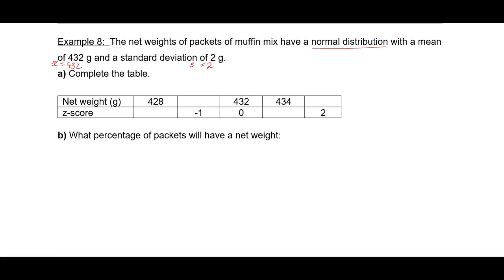So a z-score of -1. I don't really want to do my working here. We're just going to do this in our heads. A z-score of -1 is one standard deviation below the mean, so that's 2 less, this is 430. And this is obviously 2 less, so that must be a z-score of -2. 434 is one standard deviation above, so that's a z-score of 1, and a z-score of 2 will be an extra 2, or in fact 4 grams greater than the mean, is 436. That's pretty easy.